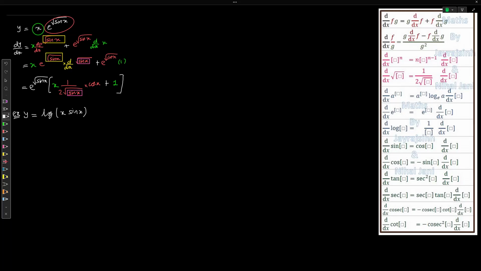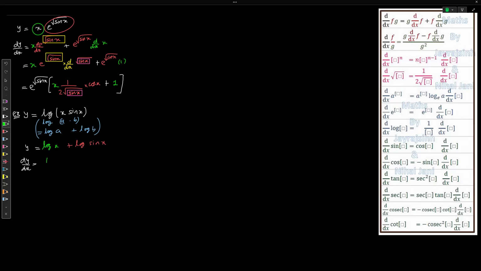What shall we do? y is equal to log of x sin x. Log box. You are not wrong, but let me say one small thing. You can use the property of log: log of a into b is log a plus log b. Use this property. Then you can simplify your y as log x plus log sin x. Yes, log x plus log sin x. So it's easy to differentiate.